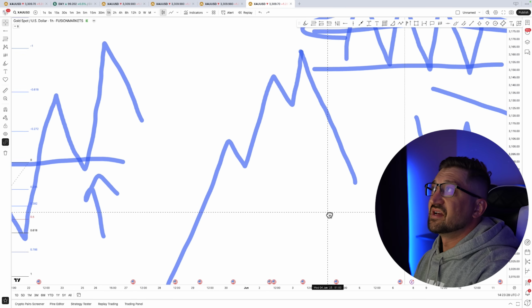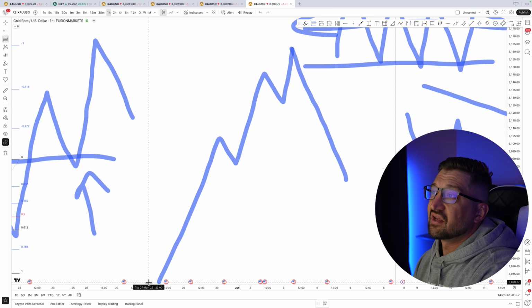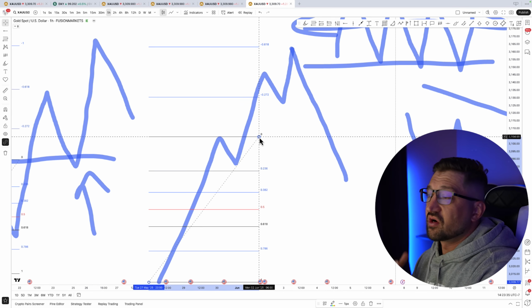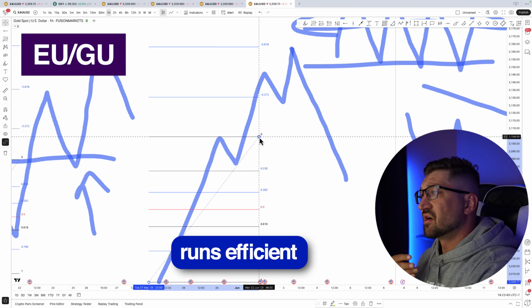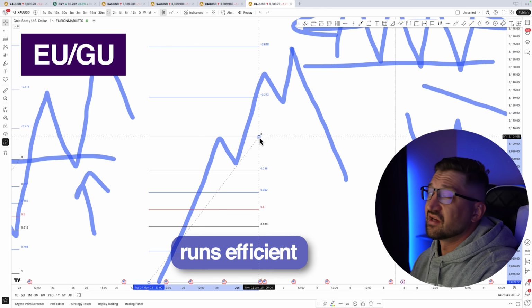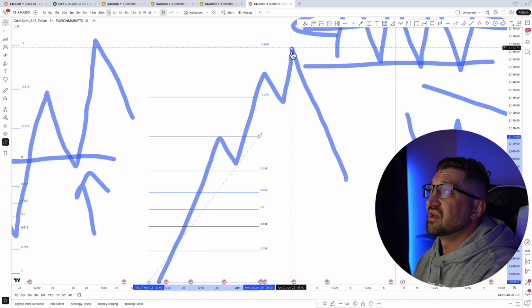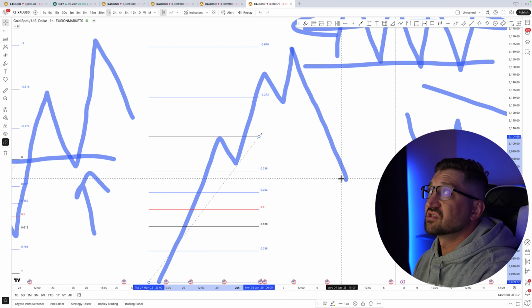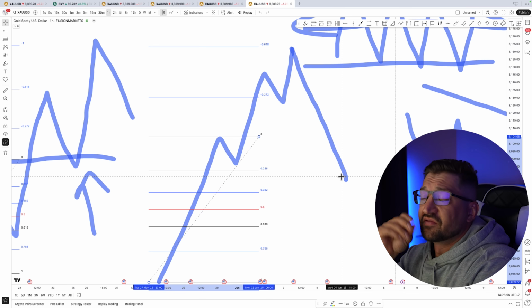So that's essentially, in a nutshell, the difference between efficiency and inefficiency. Depending on what your trading asset is, like I said, EU, GU, they run efficient a lot. When you're talking about gold, it mostly runs inefficient. It'll run inefficient for weeks or months and then maybe have a big price dump, regain efficiency, and essentially continue on in the same direction if the fundamentals drive it.